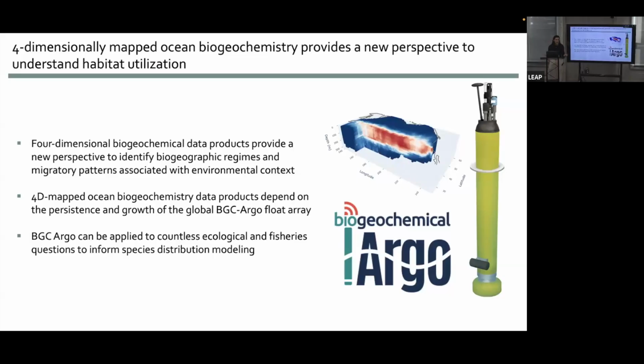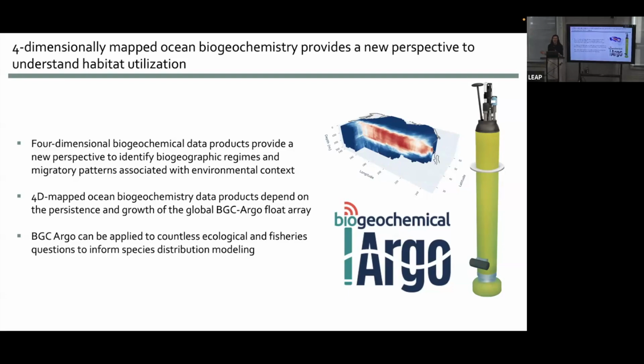In this study, we leveraged archival tagging datasets, these new mapped ocean biogeochemistry data products informed by BGC-Argo, and machine learning methods to evaluate how this information influences the habitat of albacore tuna. This work advances the field of species distribution modeling by demonstrating the value of these new data products for the first time. And at the heart of this advancement is the BGC-Argo float array and the way that it's enabled new insights into the linkages between species distributions and their environmental context.